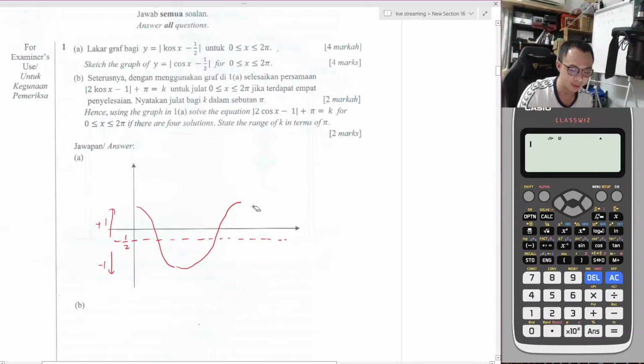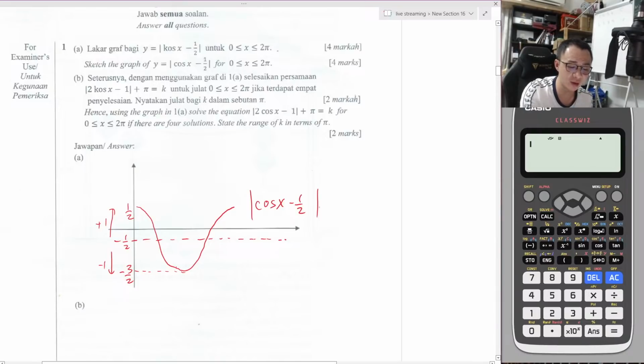All right, so therefore I will have something like this. This one will be 1 over 2, and then the bottom will be negative 1 over 2. Okay, negative 3 over 2, sorry. I mean negative 3 over 2. But this one is without the modulus. This is what happens for cos x minus 1 over 2.